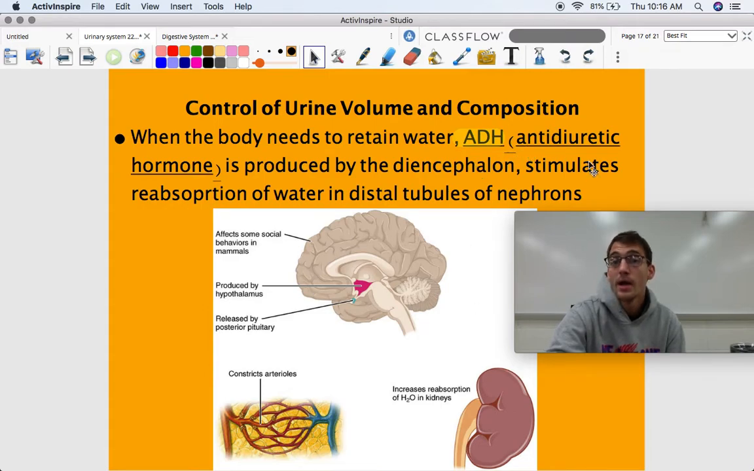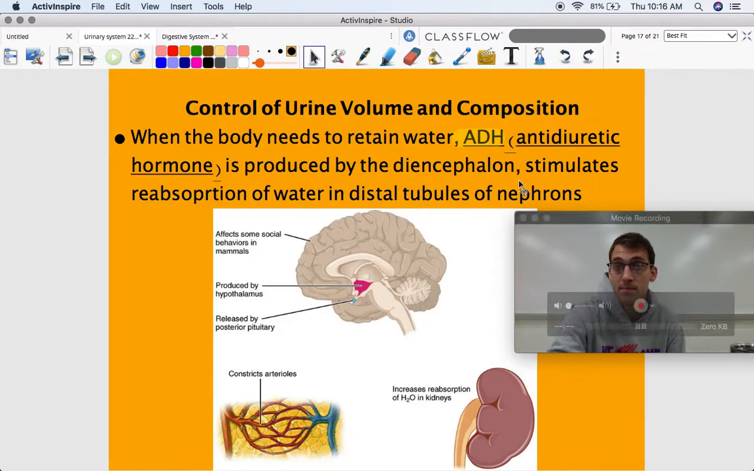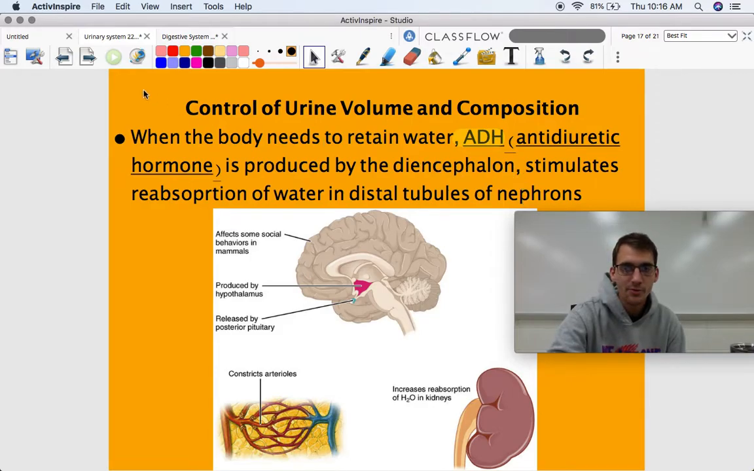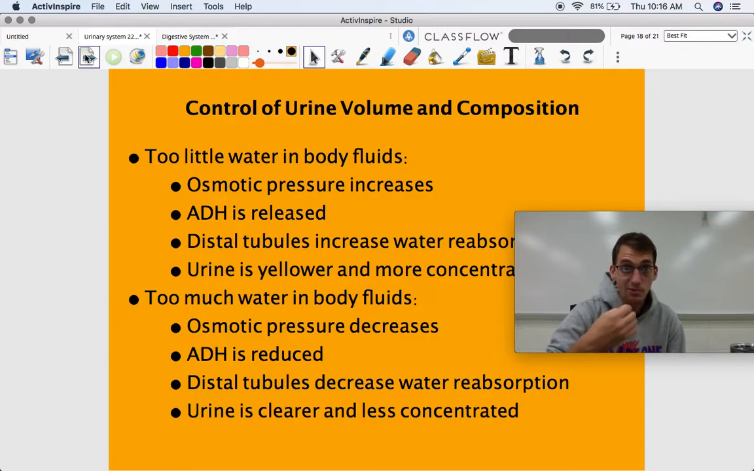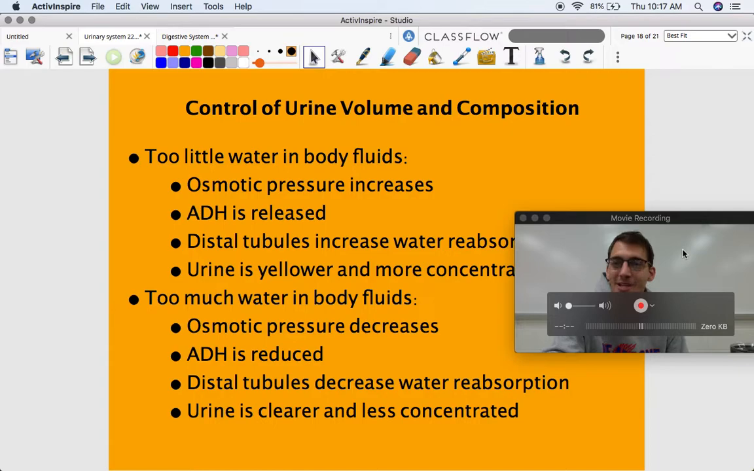ADH stimulates reabsorption. It increases the amount of water that your body wants to keep. Caffeine is going to stop ADH from being released, which means I'm going to be getting rid of a lot more water. Okay? So ADH and the kidneys themselves are controlling how much water and how much solute is going to be in your urine. So, like, how clear or how yellow is your pee going to be.